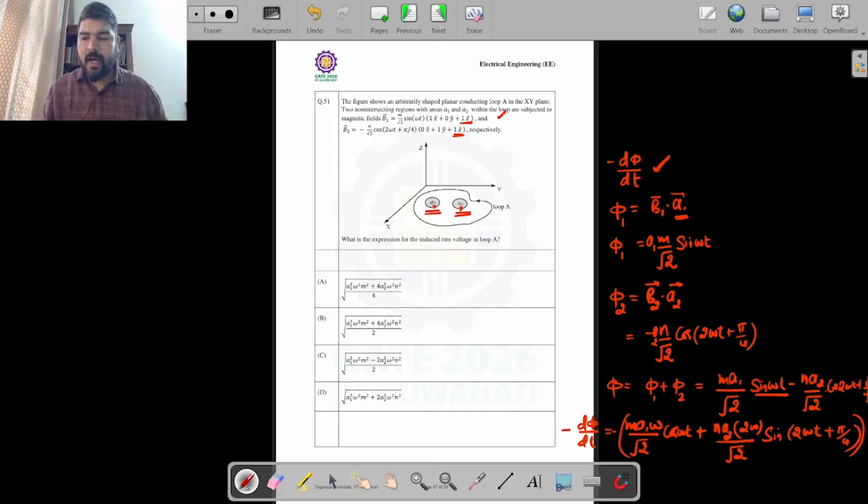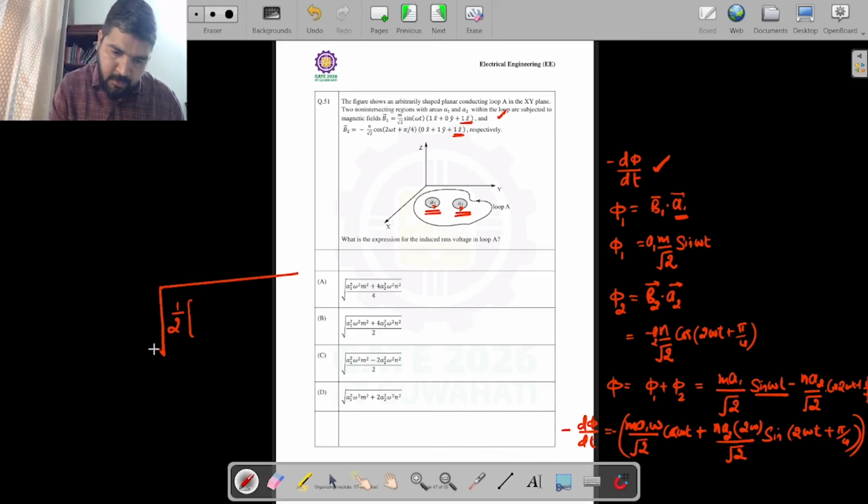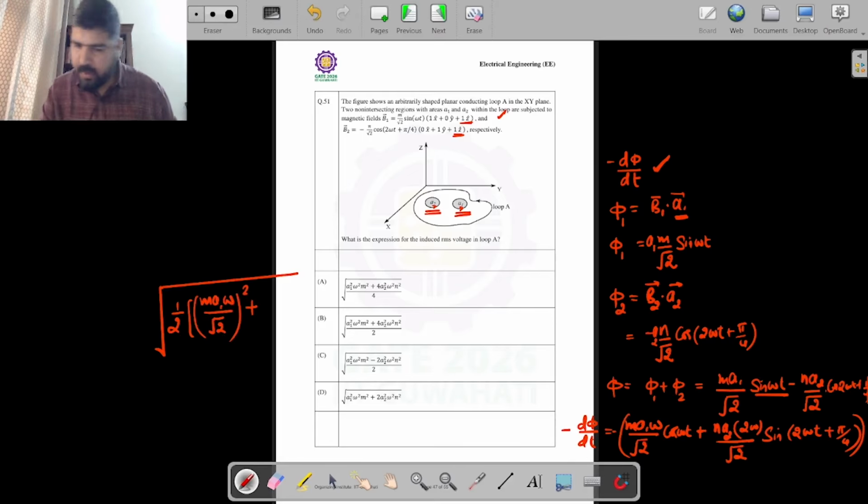Now how to calculate the RMS value? You can apply the Parseval relation. So the RMS value will be the root of 1 by 2 into the square of this, NA1 omega by root 2, take the square of this, plus the square of this, 2NA2 omega by root 2, take the square of this. Okay, so this is the RMS value we have.